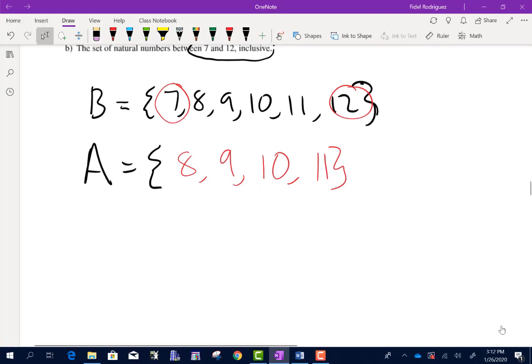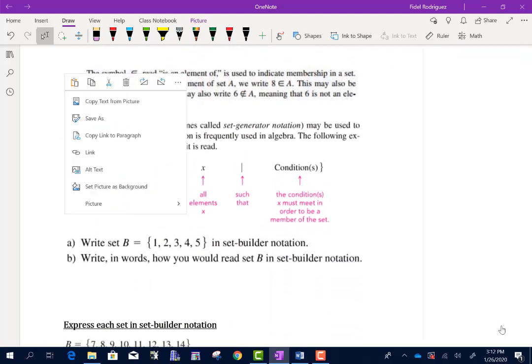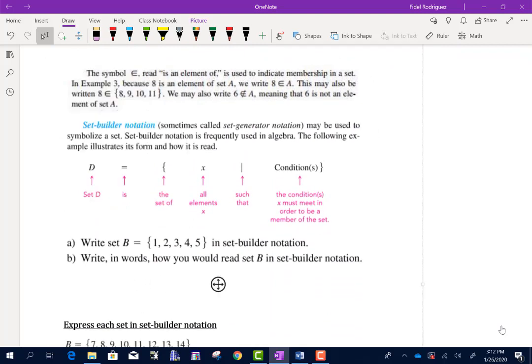Good. So let me keep moving along here. The next part, guys, says the symbol, this funny-looking E. The way we read that is "an element of." It is used to indicate membership in any set.